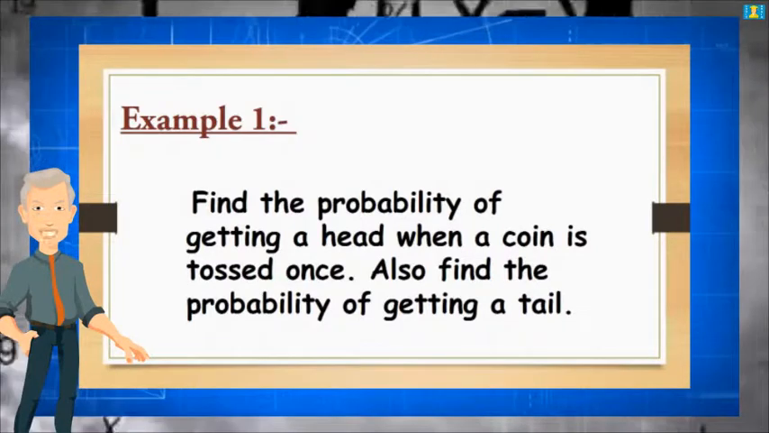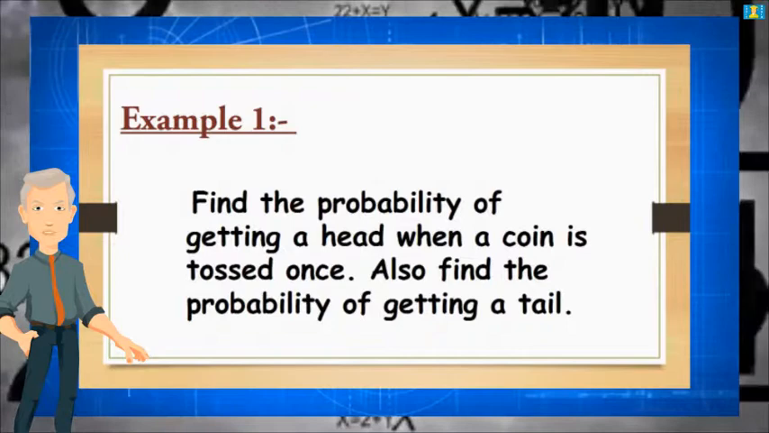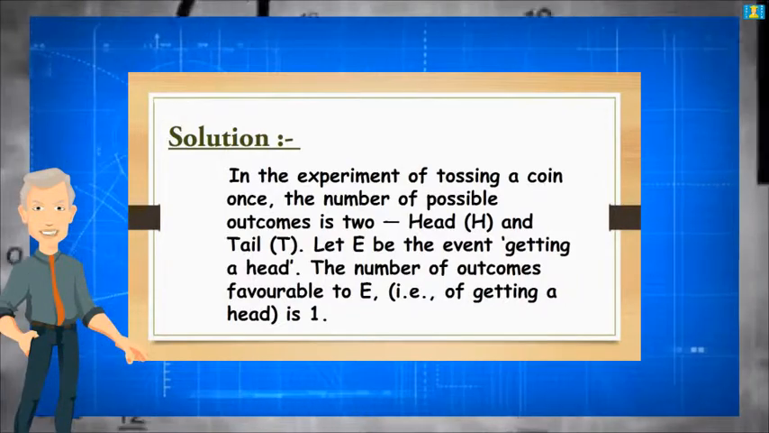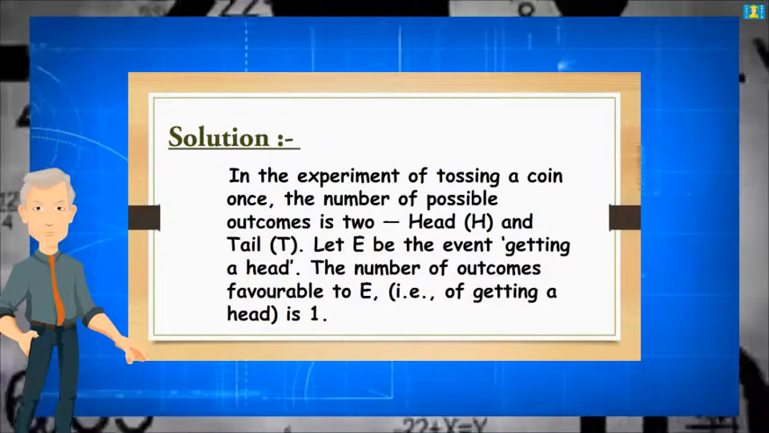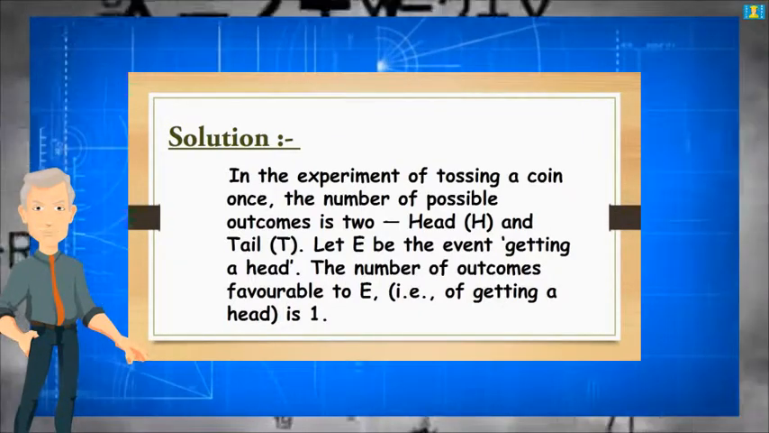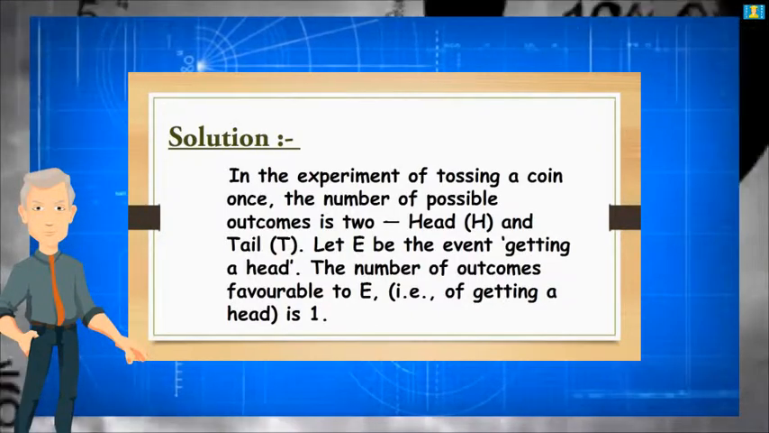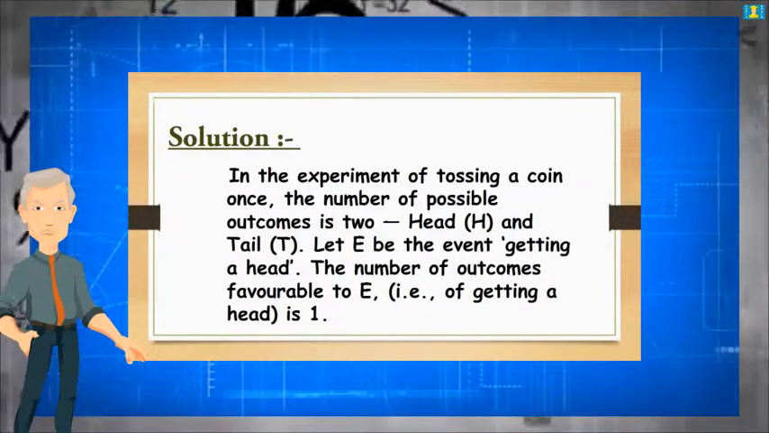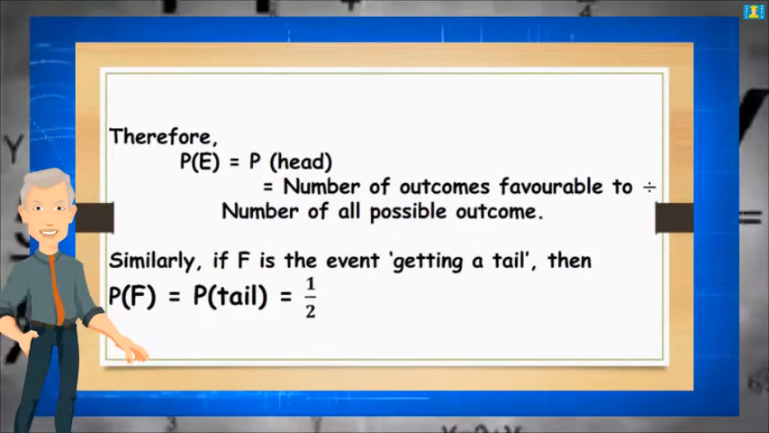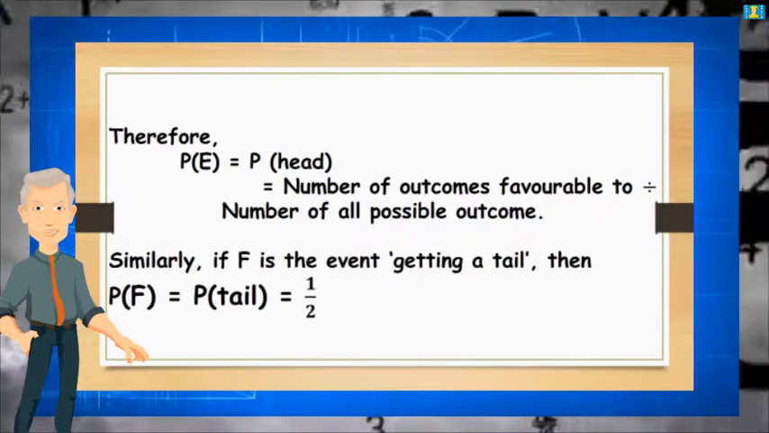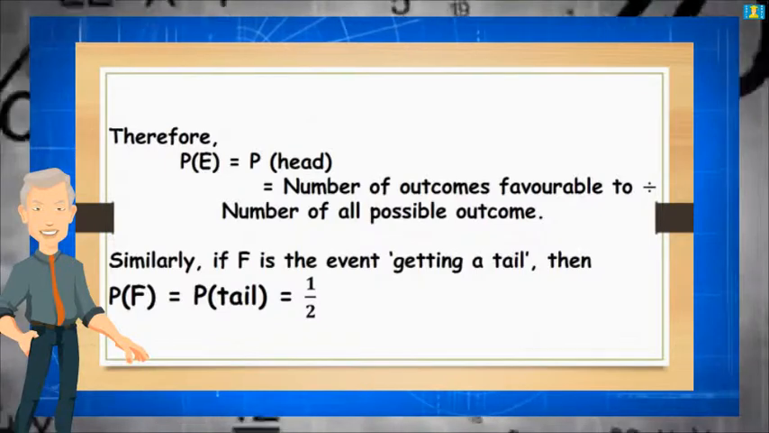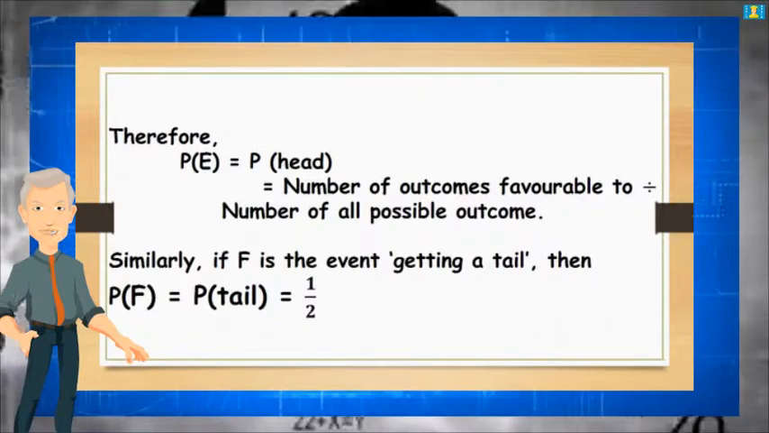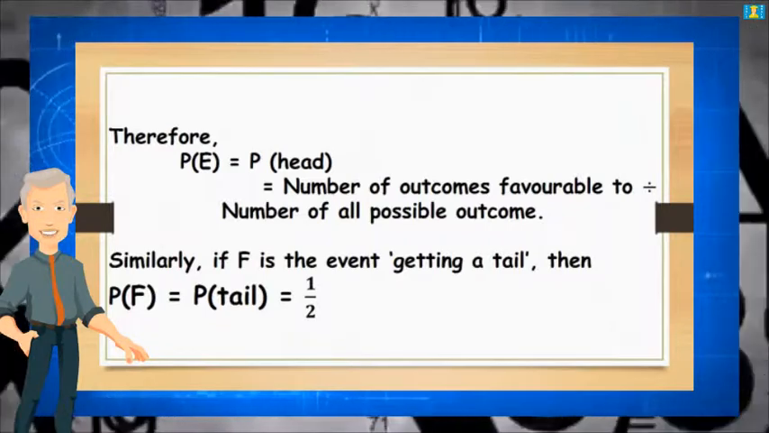Find the probability of getting a head when a coin is tossed once. Also find the probability of getting a tail. Solution. In the experiment of tossing a coin once, the number of possible outcomes is 2: head, denoted by the letter H, and tail, denoted by the letter T. Let E be the event of getting a head. The number of outcomes favorable to E, that is, of getting a head, is 1. Therefore, P(E) equals P(head), which is equal to the number of outcomes favorable to E divided by the number of all possible outcomes, that is, 1 by 2. Similarly, if F is the event of getting a tail, then P(F) equals P(tail), which is equal to 1 by 2.